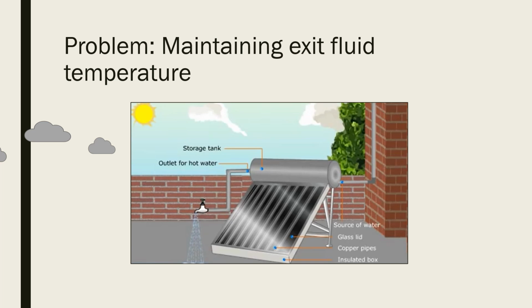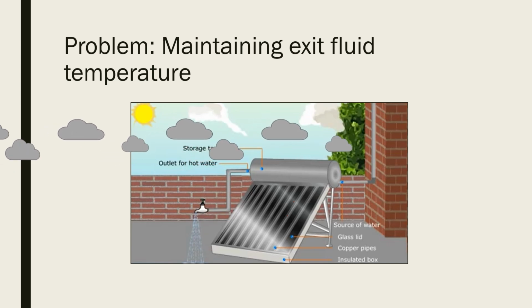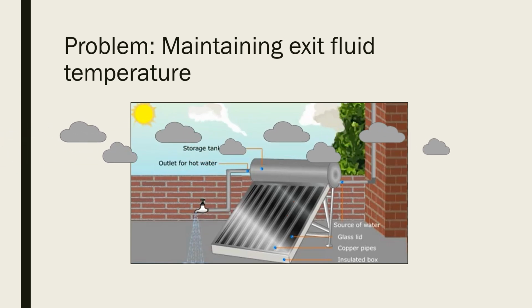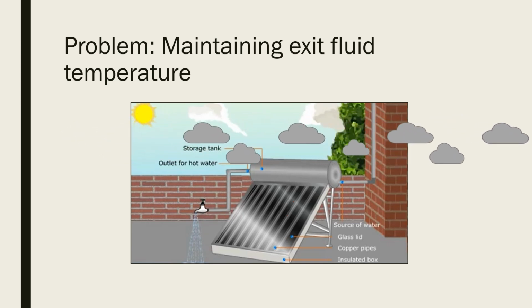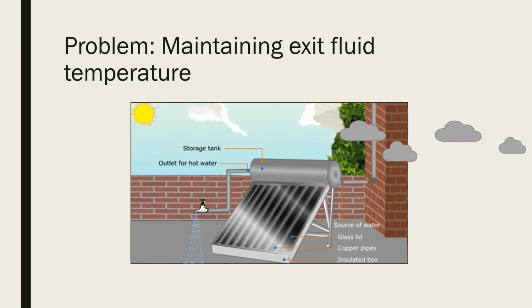However, in Malaysia, we have clouds. So we have a lot of moving clouds. So what happens is that the sun rays are blocked sometimes by the cloud, right? So what happened to the solar collector tube is that sometimes it will receive solar radiation and sometimes it will be blocked by a cloud. So there's no heat getting on the tube.